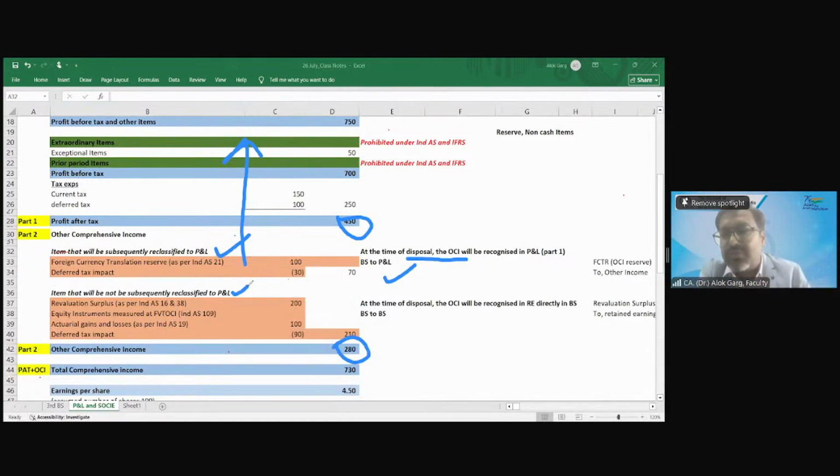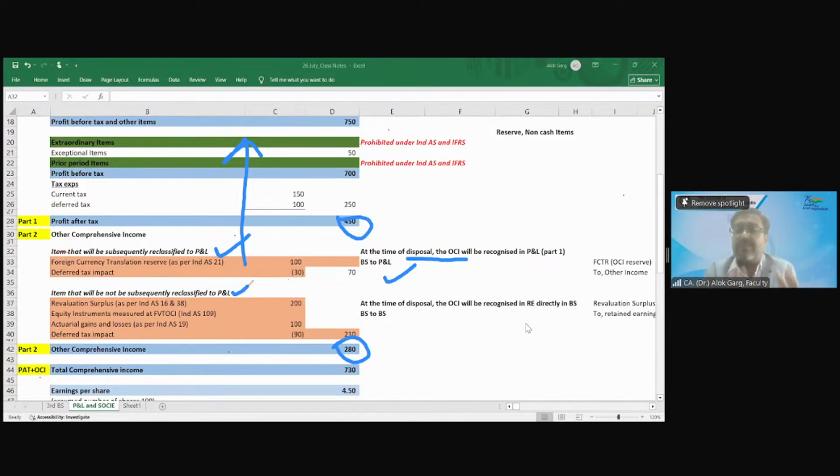So these are the two sections of other comprehensive income. Item that will subsequently be reclassified to P&L, item that will not be subsequently reclassified to P&L. Subsequent reclassification का मतलब होता है at the time of disposal, right? Subsequently reclassified to P&L means it will move from part 2 to part 1. And not subsequently reclassified to P&L means it will be directly moved to the retained earnings. Not through the P&L, it will be a balance sheet to balance sheet entry.